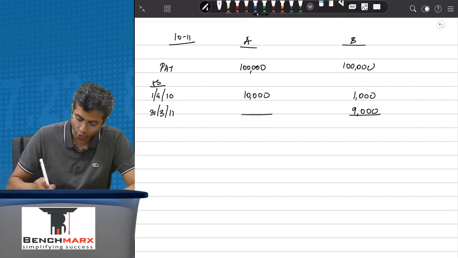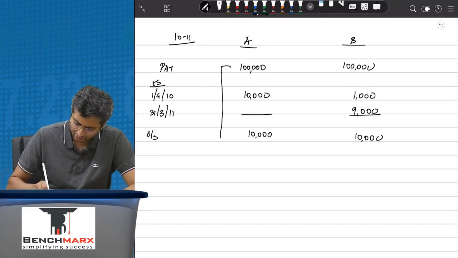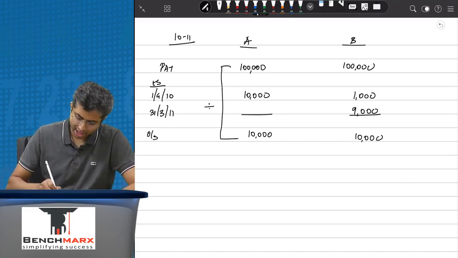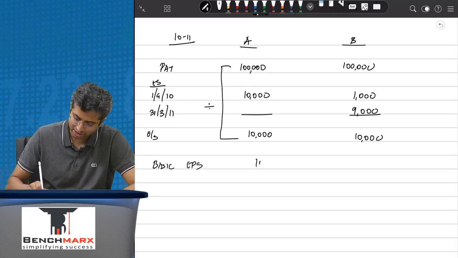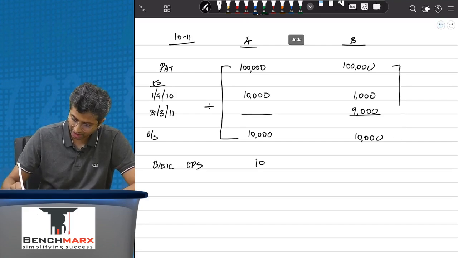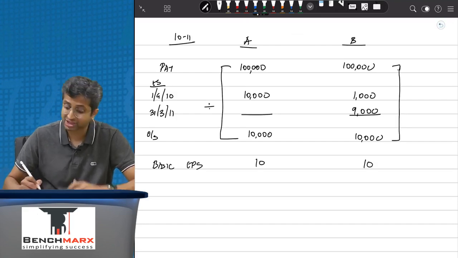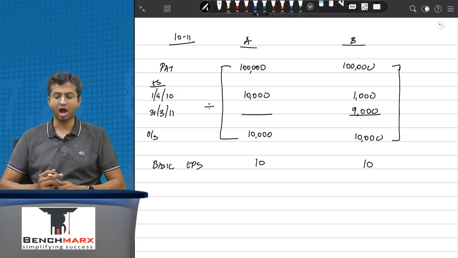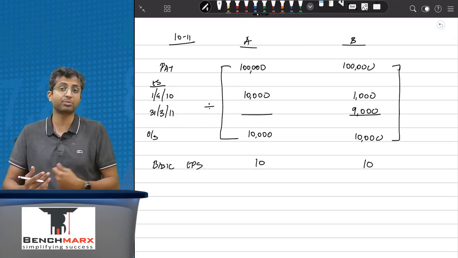As a result, the total outstanding shares become 10,000 for company A and also 10,000 for company B. If I try to calculate the basic EPS, taking the shares as on a particular date, it will appear that the basic EPS for company A equals 10, while basic EPS for company B also equals 10. Now that might be fundamentally flawed because on reading it might appear that company A and B are similar in terms of their earning performance.